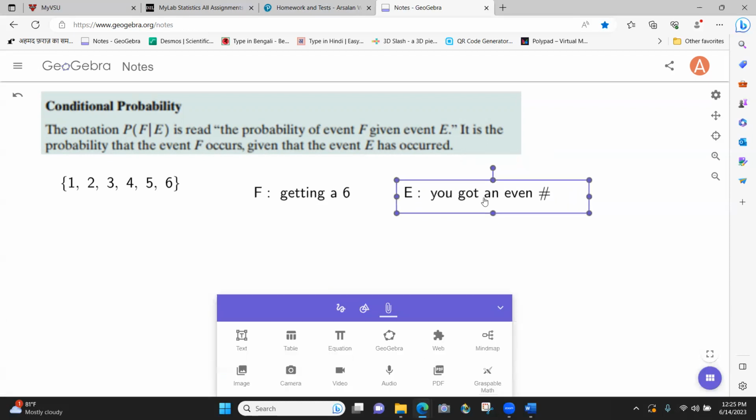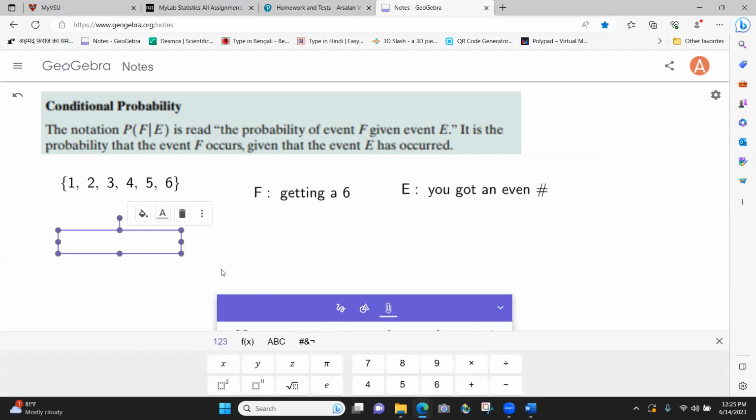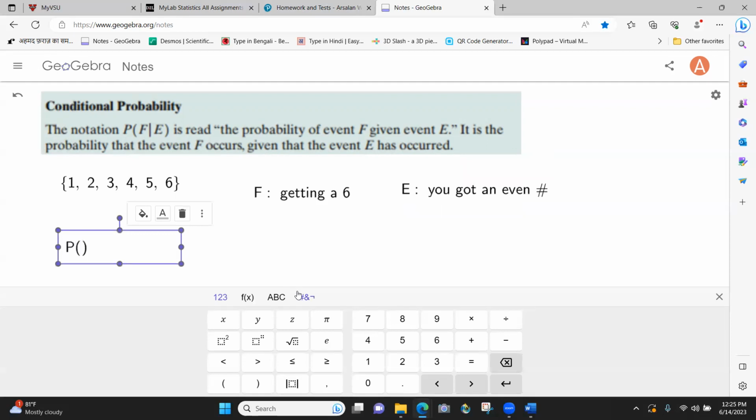Now read it like this. I want you to find this probability. Probability of F, probability of getting a 6, given that you got an even number. That changes everything.